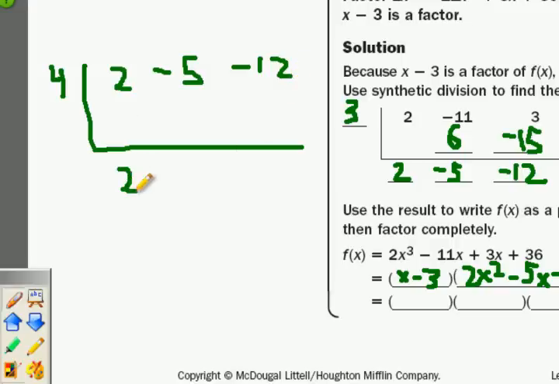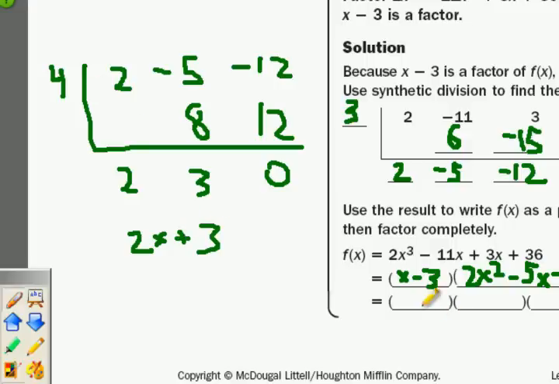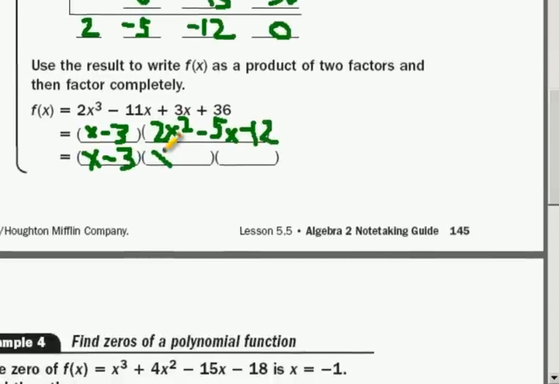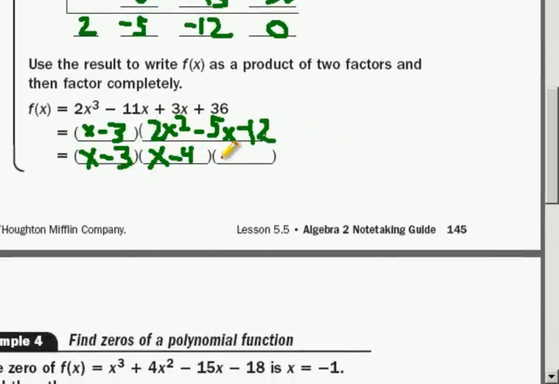Drop the 2. Negative 5 plus 8, 3. 4 times 3 is 12. Look what happens. 0 for a remainder. Well, this is 2x plus 3. And if 4 is a 0, x minus 4. So I have factors of x minus 3, x minus 4, and 2x plus 3.